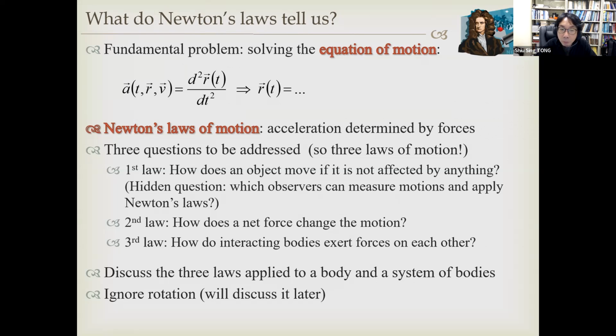Now, we will discuss the three laws applied to a body and also a system of interacting bodies. And in this chapter, we will ignore rotation. That means we only consider the body to be moving as a whole in translational motion. We would not consider the rotation of the body. The rotation of the body will be discussed in chapter 6, in the chapter on rotation. We have a separate, long chapter to discuss that.